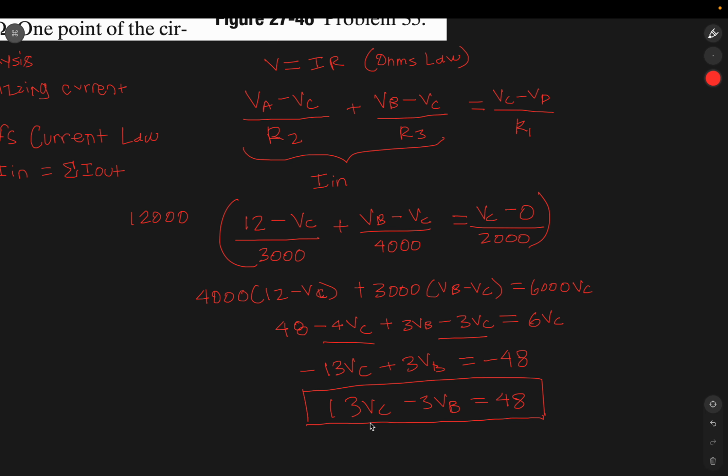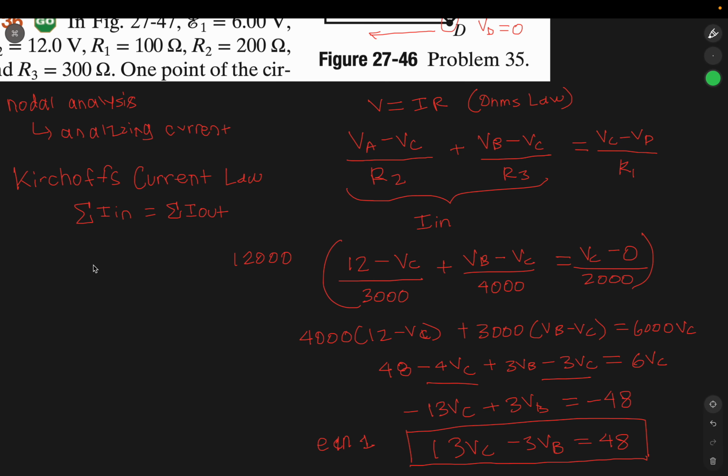and we can't fully solve this equation because we don't have a single linear equation. We need to find another linear equation and use substitution or elimination in order to find the value of VC and VB. So this is our equation 1. And for this equation, we analyzed node C. So I'm going to write that here.